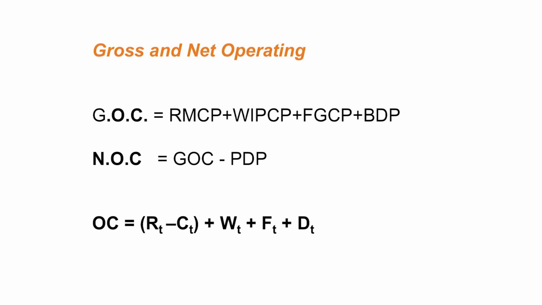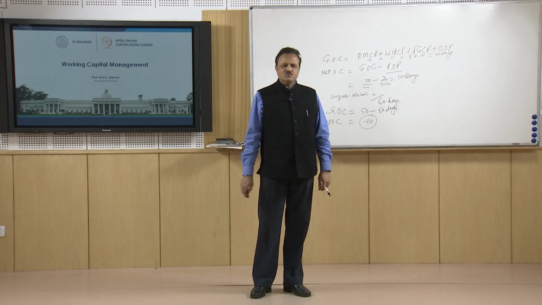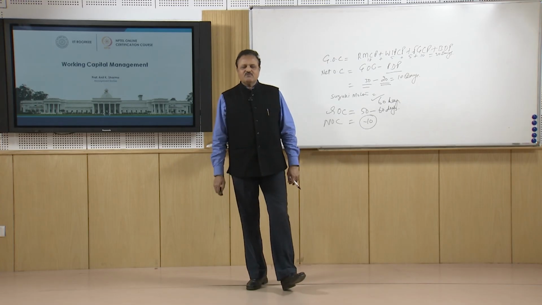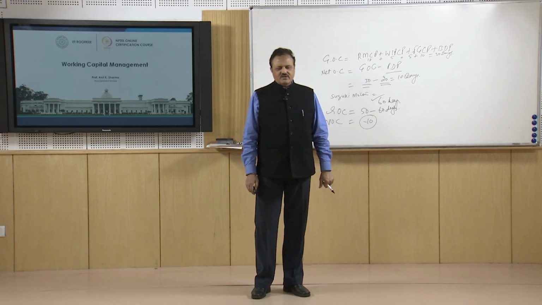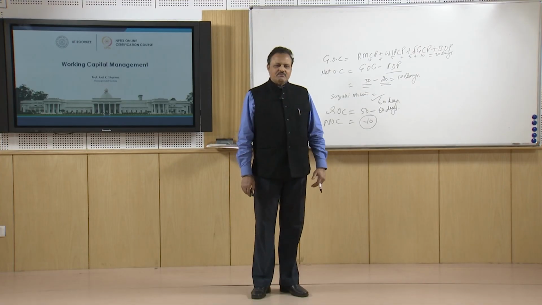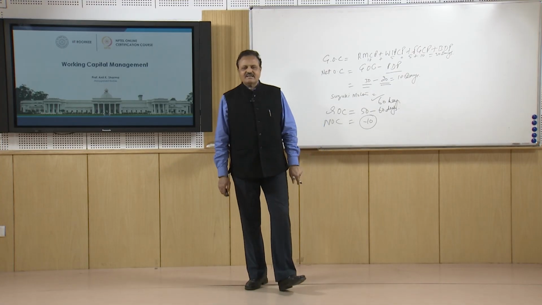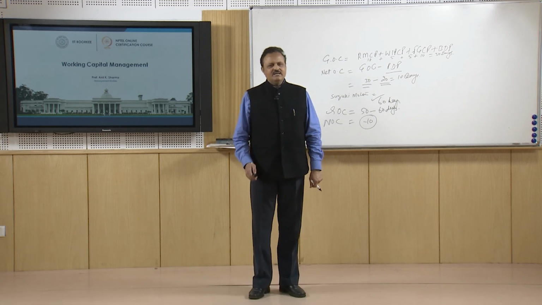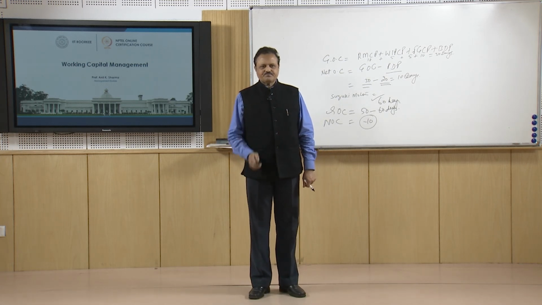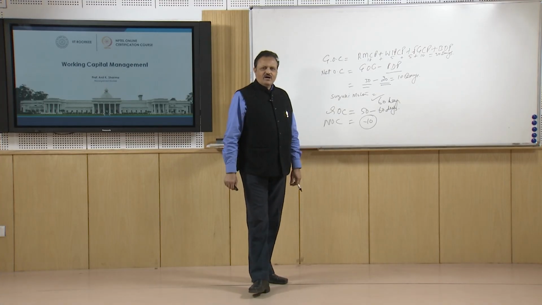So, it means the total of this makes the operating cycle, and this is the equation for the net operating cycle, because we have already subtracted the payment deferral period, CT, from RT, which is the raw material conversion period. So, gross operating cycle and the net operating cycle. For our final use, we are more concerned about the net operating cycle, not the gross operating cycle, but you cannot calculate the net operating cycle directly until you calculate the gross operating cycle. So, this way we can calculate the operating cycles.